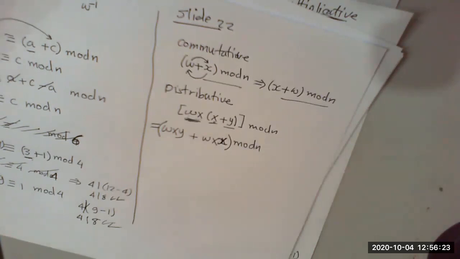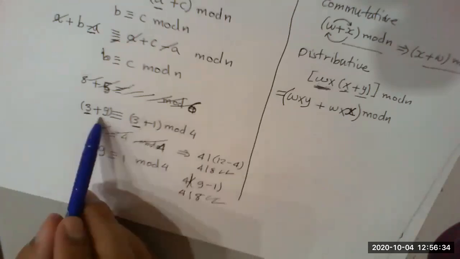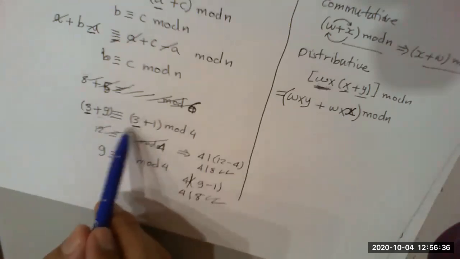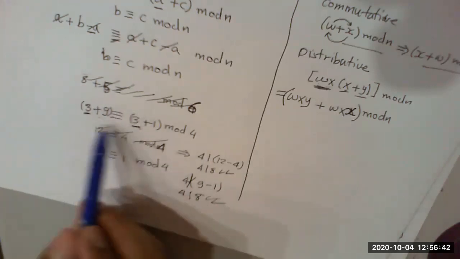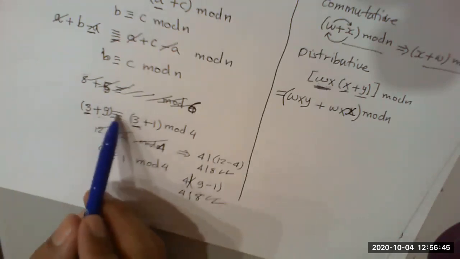These are the properties of congruence modulus. Properties, you know. Okay, do you understand this one? This means I can add 3 to both sides, or add any number to both sides, and the congruence will be the same.